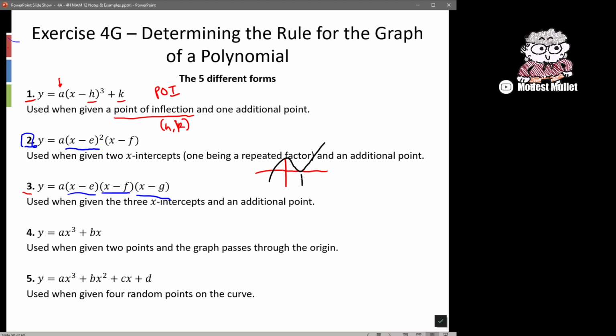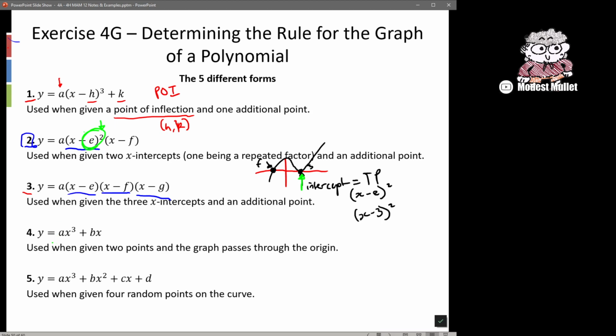We may have something like this, where our intercept is also a turning point, and when that's the case, that is the repeated root. So in this case, it's the x minus e all squared. This may be occurring at 3, so we'd write this as x minus 3 all squared. And then our other intercept over here would be our f. The key trick with this one is the intercept that's our turning point, this critical one here, has to be the repeated root, the one that gets the square put on top of it. So there's that one.